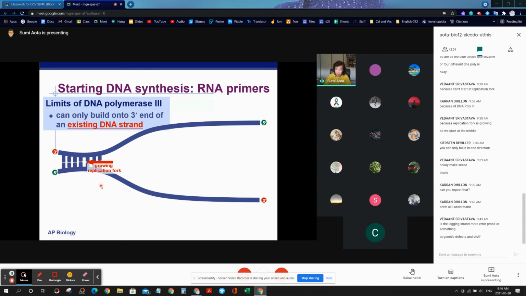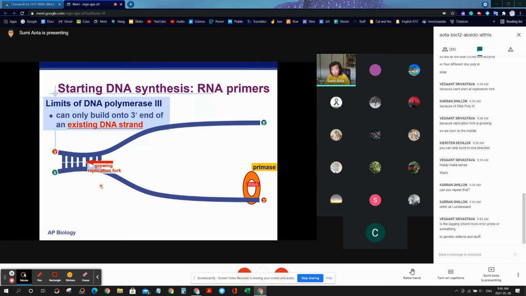So we use primase. And what primase does is it adds primers, or the starter nucleotides, about 5 of them. But what it adds actually is a little strip of RNA. So you get RNA primers that allow DNA poly 3 to have something to attach to.